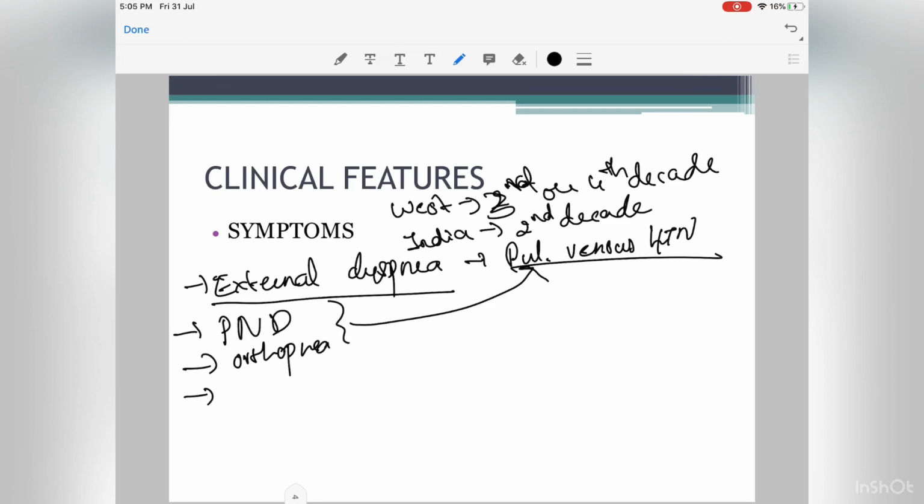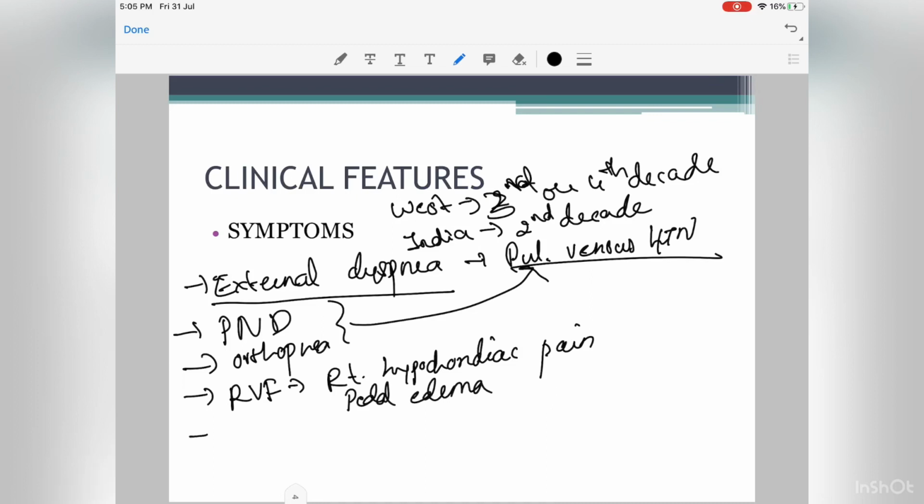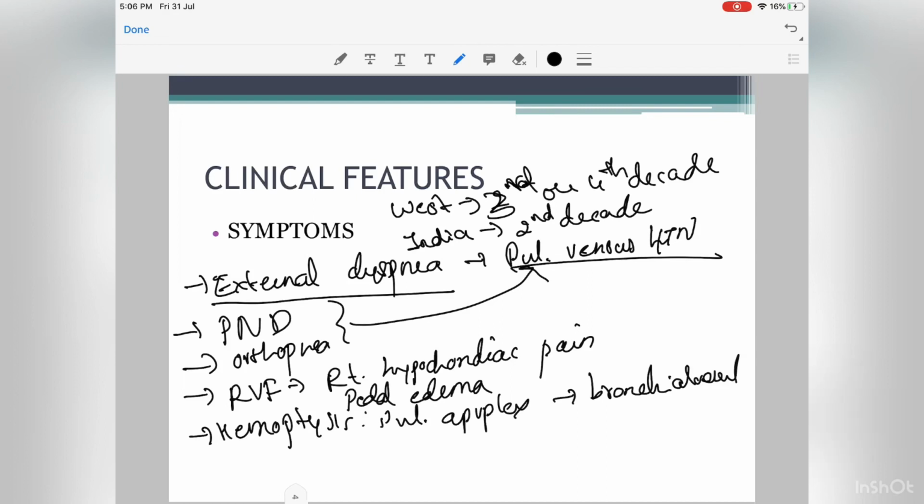Now other symptoms may be related to right ventricular failure. These are right hypochondriac pain, which is due to distension of the Glisson's capsule of the liver due to venous congestion of the liver, and pedal edema. Rarely the patient can present with hemoptysis. The most common cause of hemoptysis in MS is pulmonary apoplexy, that is rupture of the bronchial vessels. Other causes may be pulmonary edema or pulmonary infarction, winter bronchitis, or even pulmonary hemosiderosis.